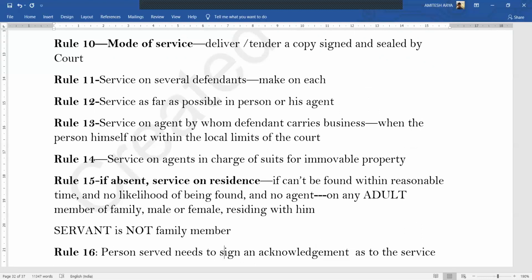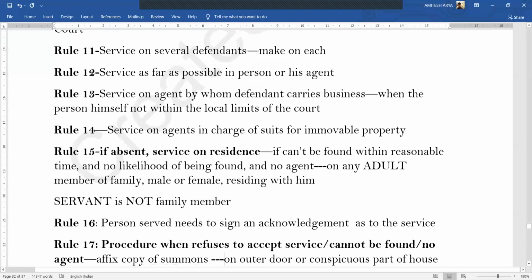However, for this rule, it is important that service on a servant or a house help will not work, because a servant is not taken to be a family member. So rule 16 states that the person will also need to sign an acknowledgement that yes, I have been served.